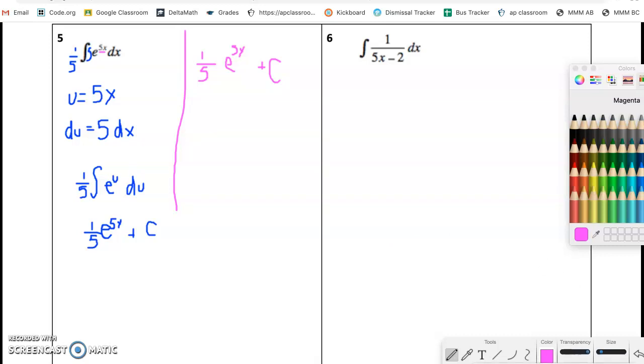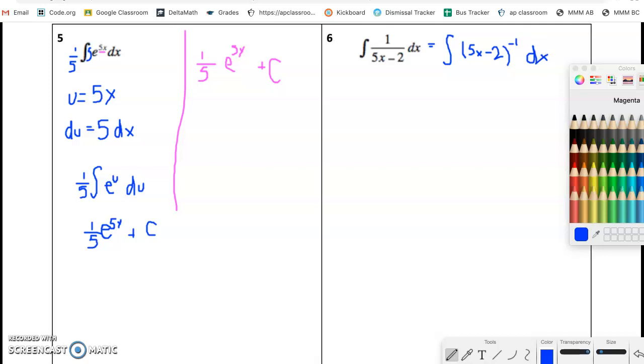All right. Now, we have 2 more after this, but our last example for this slide. So we have 1 over 5x minus 2. Now, this is the same thing as the antiderivative of 5x minus 2 to the -1 dx.